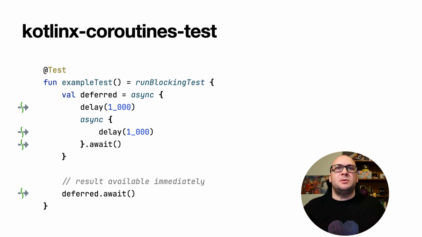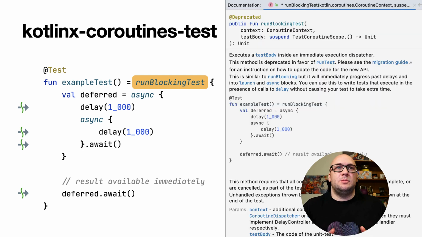Previously, the experimental runBlockingTest function was available for writing tests with suspending functions. However, we discovered a few inconsistencies in the design and decided to deprecate this function. In the documentation, you will find the explanation that there is a new function that should be used instead and a link to the migration guide.